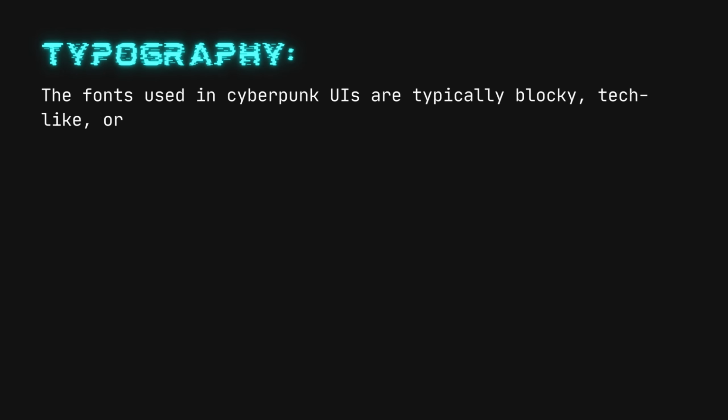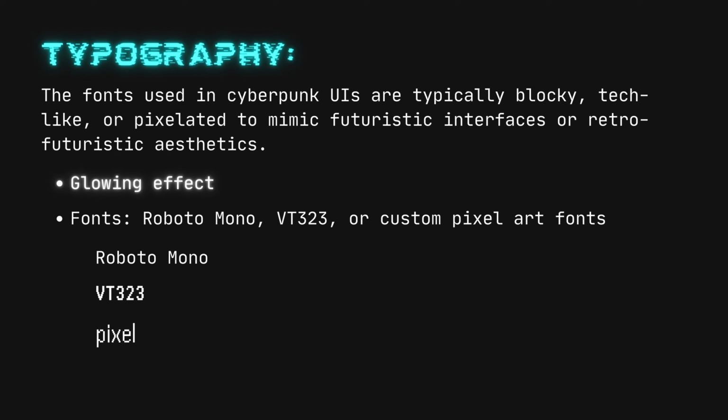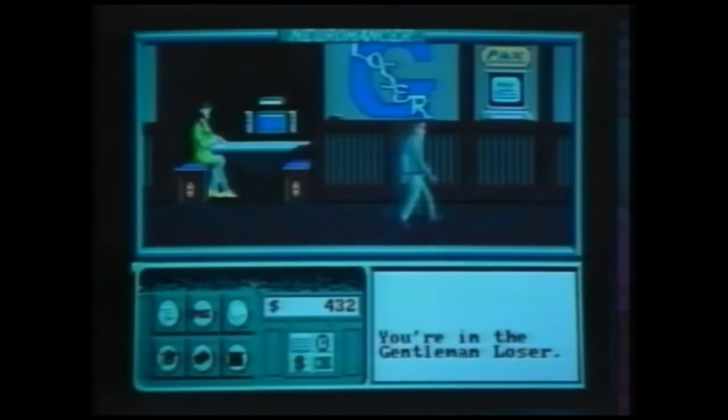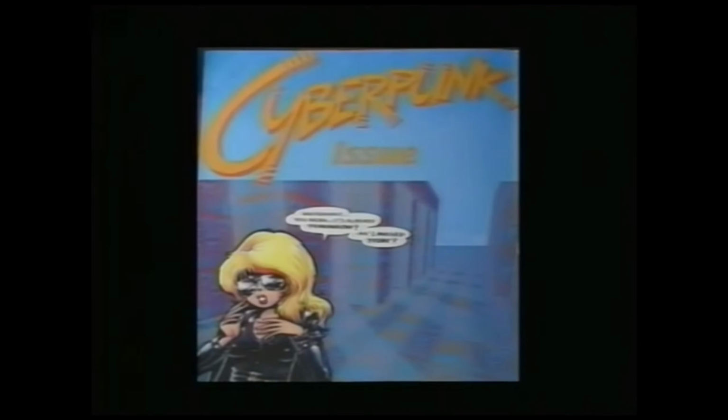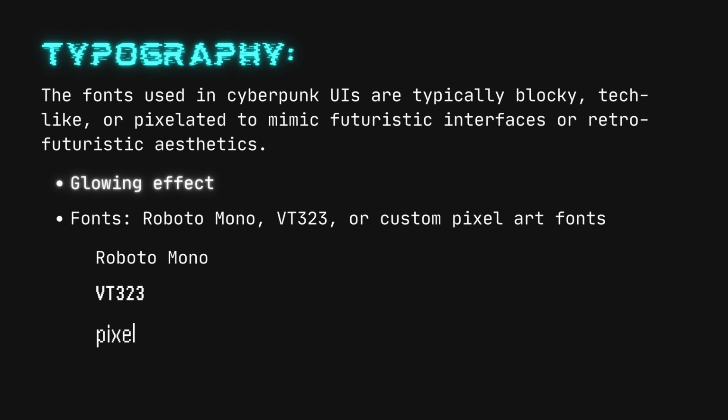Typography. The fonts used in Cyberpunk UIs are typically blocky, tech-like, or pixelated to mimic futuristic interfaces or retro-futuristic aesthetics. I think it's important to adhere to monospace or blocky fonts. Throw in some glowing/highlighted text on dark backgrounds for the cherry on top. What's important is the glowing effect. Use text shadows or glow effects in CSS for neon glowing text, and fonts use typefaces like Roboto Mono, V2323, or custom pixel art fonts to match the aesthetic.